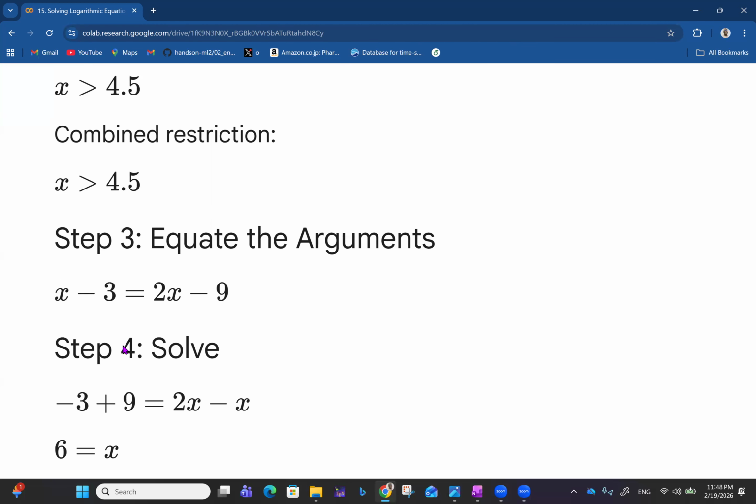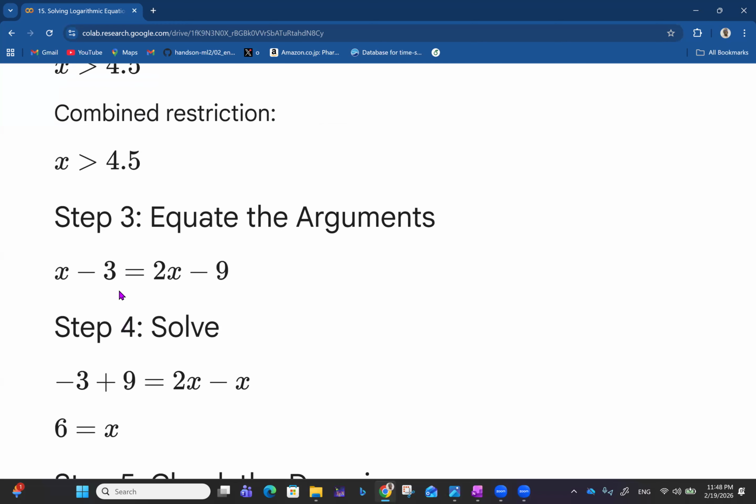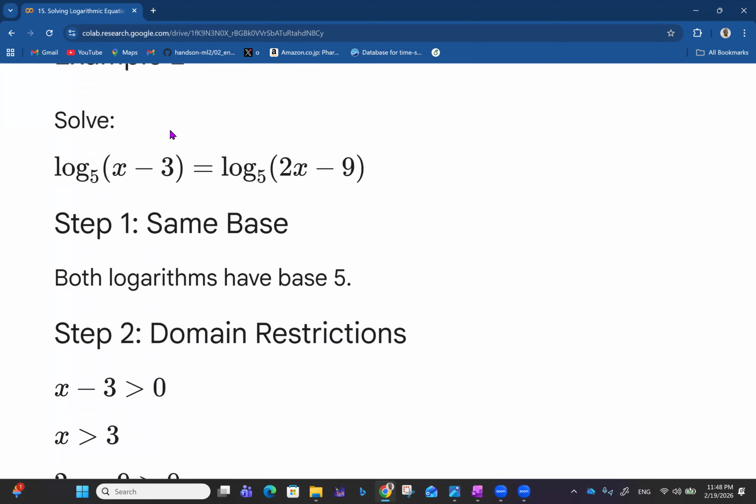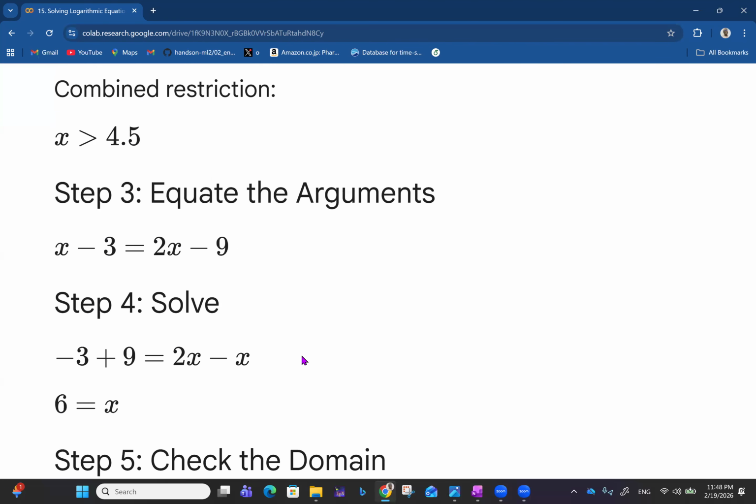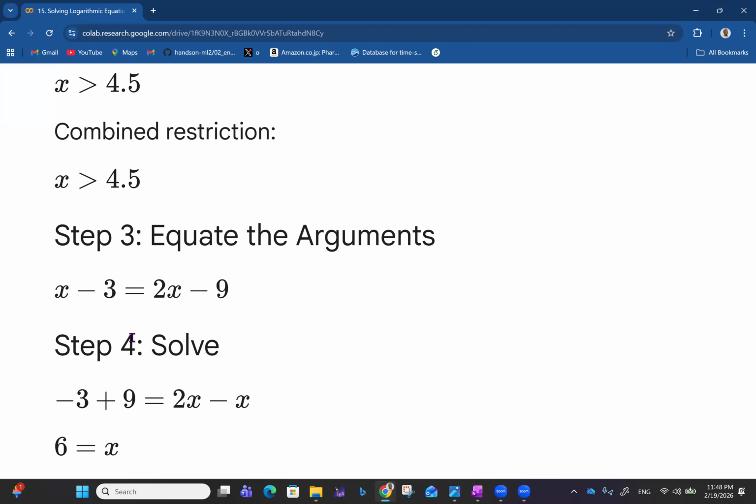You can then equate the arguments. You have x minus 3 equals 2x minus 9 from here, right? Then you solve by collecting like terms. So you have minus 3 plus 9, then 2x minus x. That means x is equal to 6.